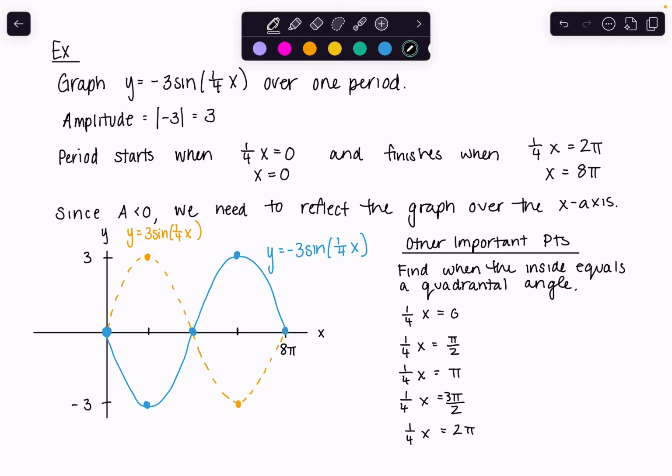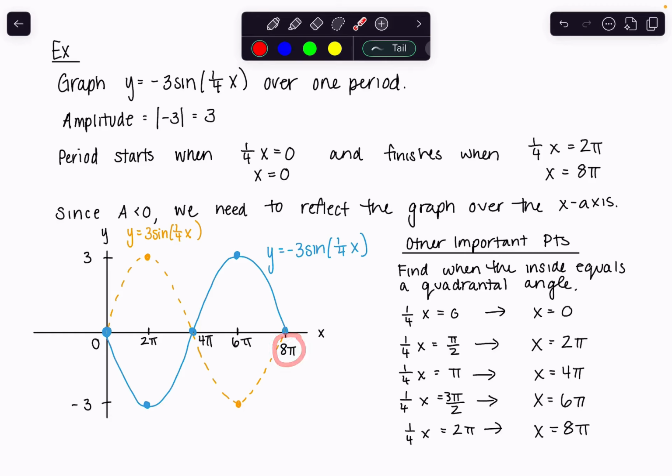So in each of these cases, if I go ahead and solve for x, I just times by 4. So my first key value is 0. Pi/2 times 4 gives you 2 pi, so the next key value happens at 2 pi. Timesing by 4 gives you 4 pi as your next key number. Timesing by 4 would give you 12 pi/2, which is 6 pi. That's the next key number. And then again, timesing by 4 gives you 8 pi, which is that final key value.